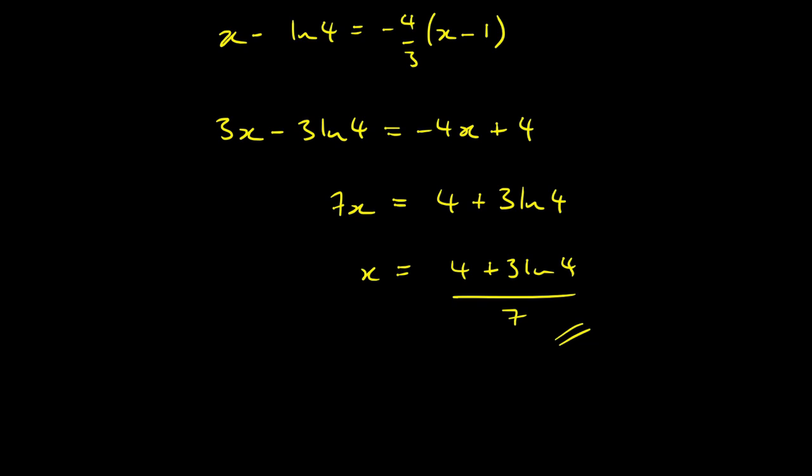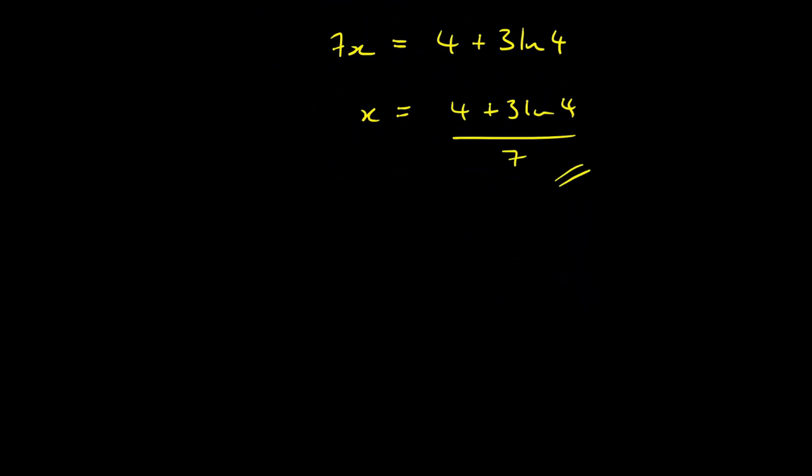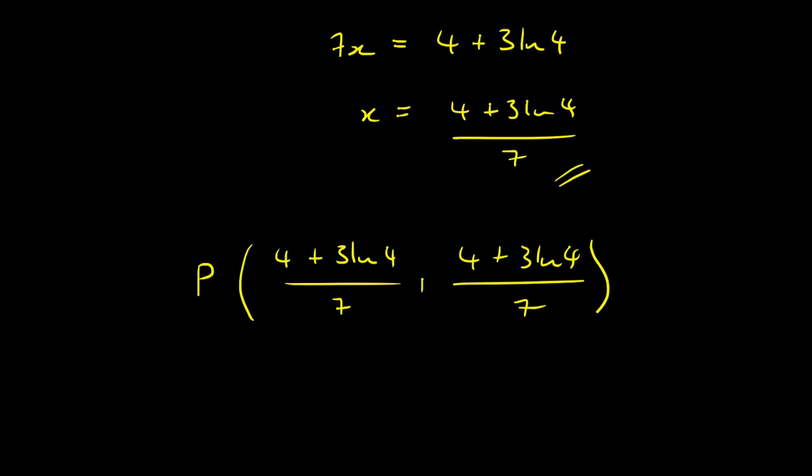Okay, and if that's the x coordinate, then the y coordinate is also going to be the same, because y is equal to x. So the coordinate P is (4 plus 3 ln 4) over 7 for the x coordinate, and (4 plus 3 ln 4) over 7 as the y coordinate. Okay, I hope that was helpful.